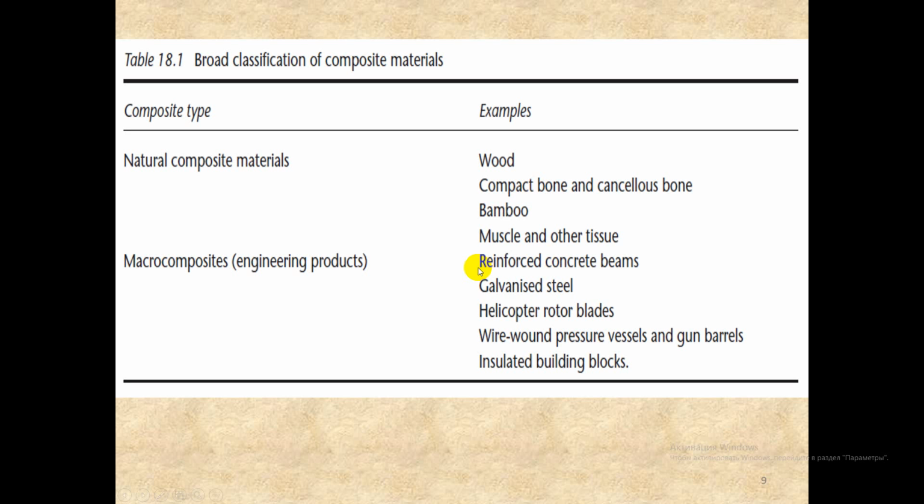So, from the point of view of construction professionals, we can classify composite materials as shown in this table, a broad classification of composite materials. The table gives an example of naturally occurring composites, and timber has, of course, been considered in this text.